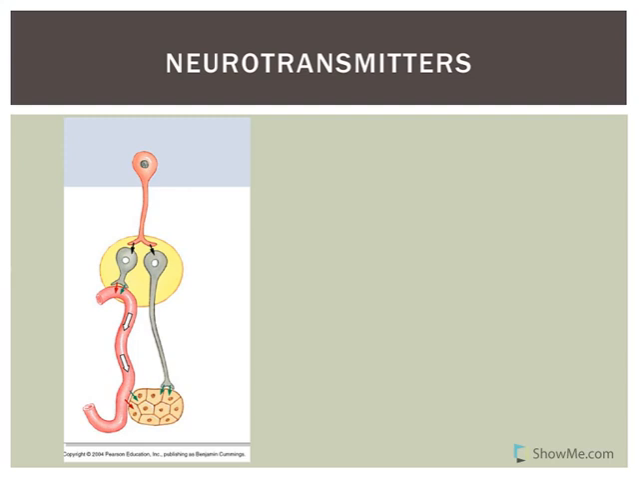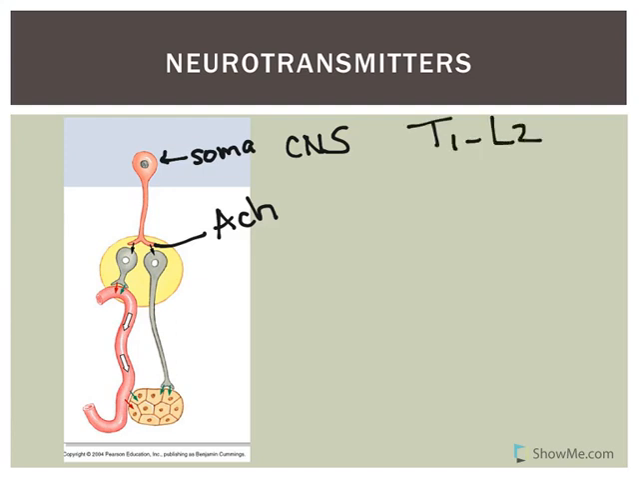The preganglionic neurons of the sympathetic nervous system are relatively short, and they release acetylcholine at their nerve endings. Notice here's the cell body, or soma, of the preganglionic neurons, which are located within the central nervous system, specifically within the lateral gray horns of the thoracic and parts of the lumbar spinal cord. So T1 to L2. The preganglionic neurons are going to be found within the white rami communicantes.